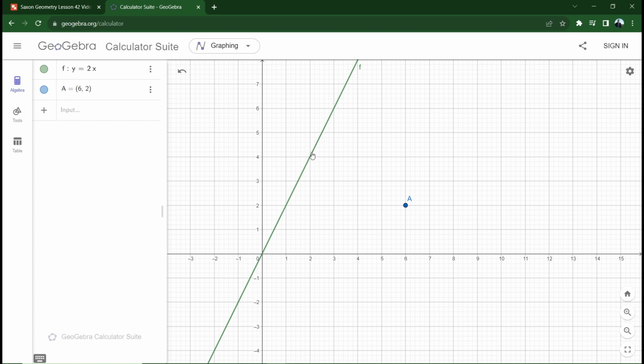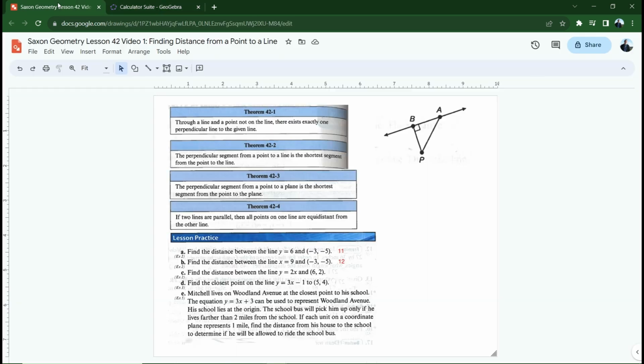Well, actually, that horizontal line is not perfectly perpendicular compared to this line. I need to find the perpendicular intersection between this point and this line. Maybe it's at 2, 4. It looks like it might be there, but I don't know for sure. The right way to do this, the way that you have to do this, is using a combination of what you know about geometry and algebra.